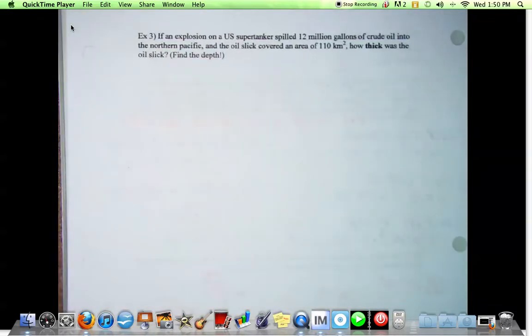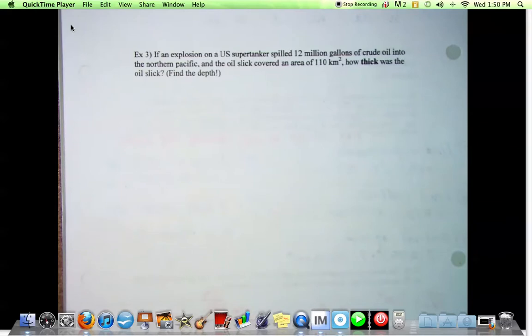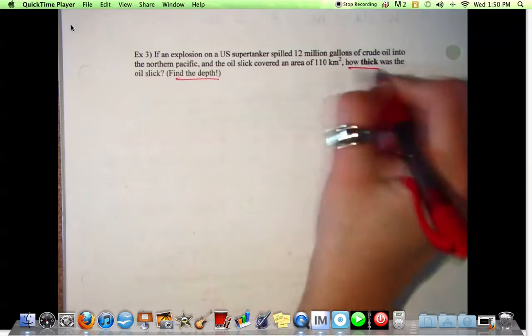If an explosion on a U.S. supertanker spilled 12 million gallons of crude oil into the northern Pacific and the oil slick covered an area of 110 kilometers squared, how thick was the oil slick? What do we ask to find? How thick the oil slick is. The depth or the thickness?